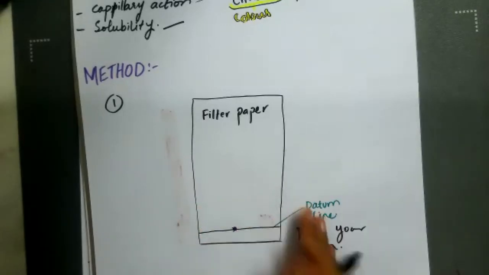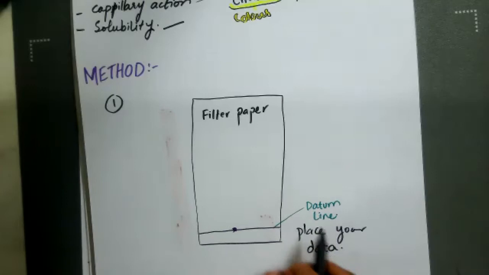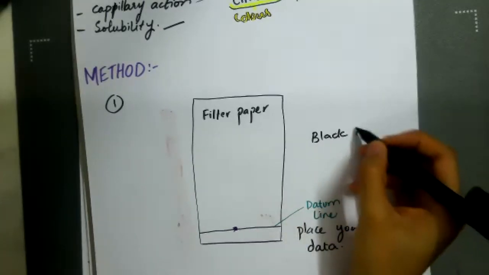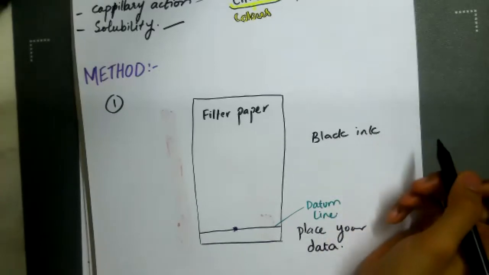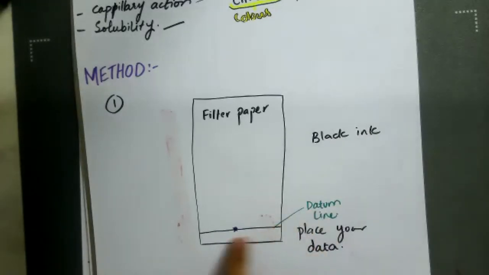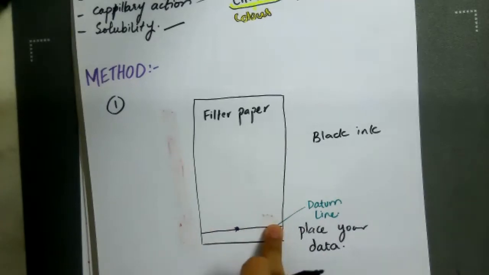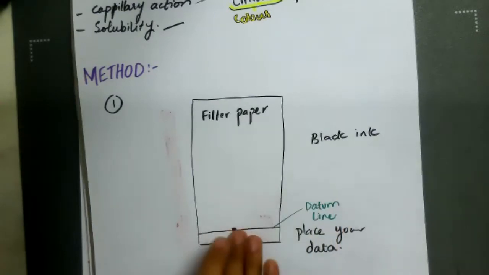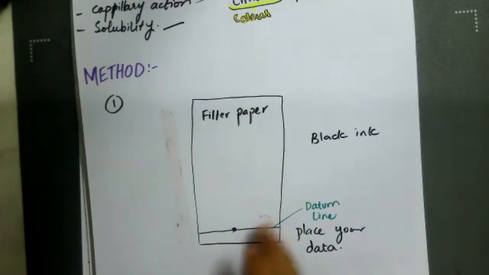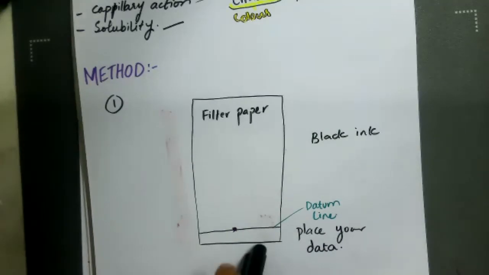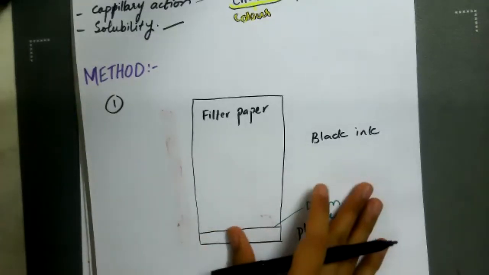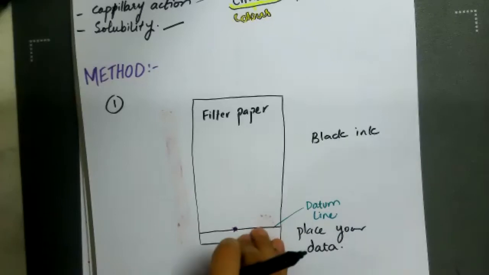Let's say that I'm trying to separate black ink, and I want to know what its components are. So I'm going to put a drop of black ink on this line, and let it dry, and then after a few minutes put another drop and let that dry. I'm doing this because I want this spot to be concentrated. First I want all the ink particles to be concentrated at that one spot.